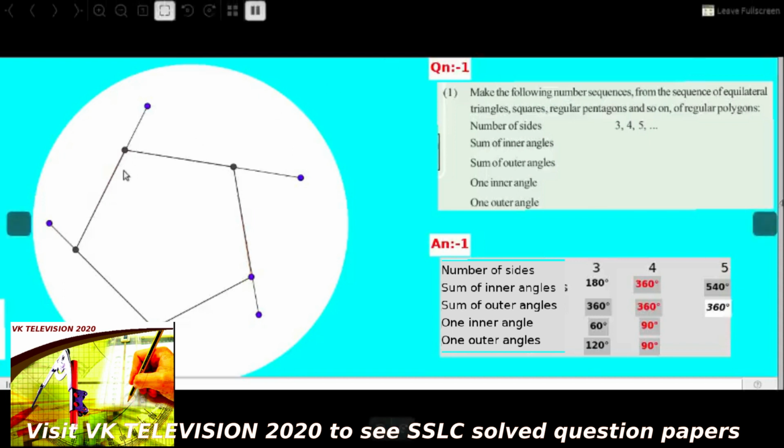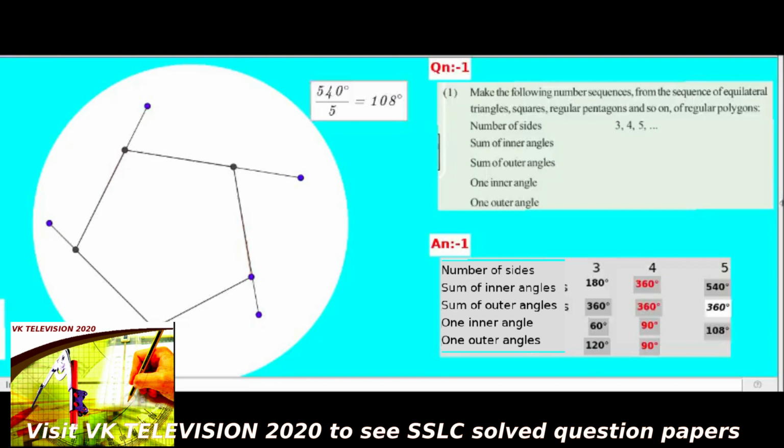We know that the sum of the inner angles is equal to 540 degrees. So one inner angle is equal to 540 by 5, which is equal to 108 degrees. So that is the one inner angle of the pentagon. Then we have to find out one outer angle.